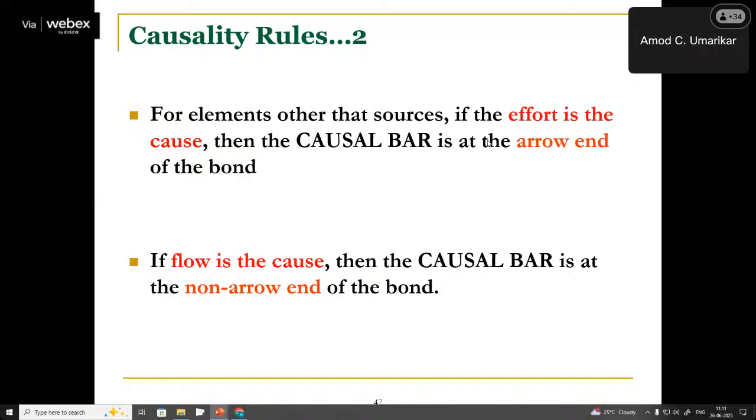For elements other than sources, if the effort is the cause, then the causal bar is at the arrow end of the bond. This is for our comfort, nothing to do with the arrow. If flow is the cause, the causal bar is at the non-arrow end. Nothing to do with the arrow, but still for our comfort only. The arrow is generally for a sign in the equation.